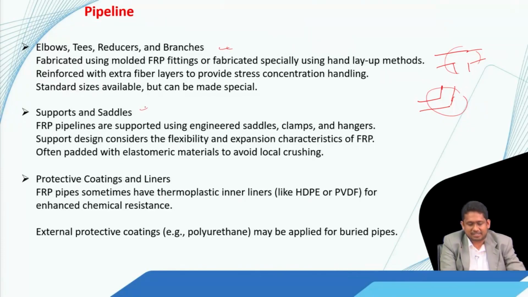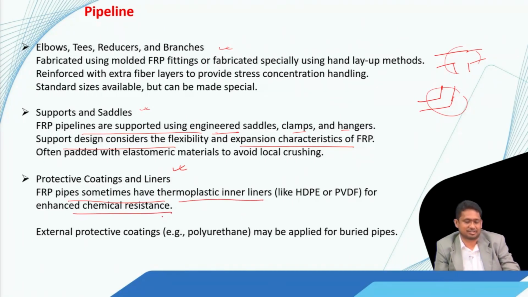And then there are supports and saddles. FRP pipelines are supported using engineered saddles, clamps, and hangers. Support design considers the flexibility and expansion characteristics. And protective coatings are given to these pipes. FRP pipes sometimes have thermoplastic inner linings for enhanced chemical resistance.